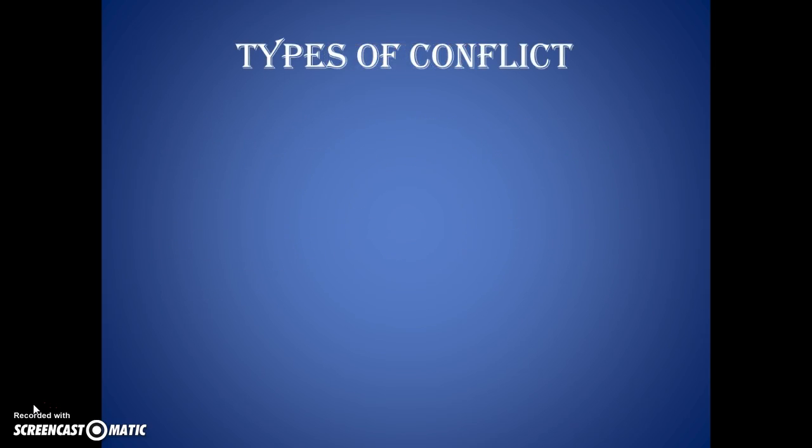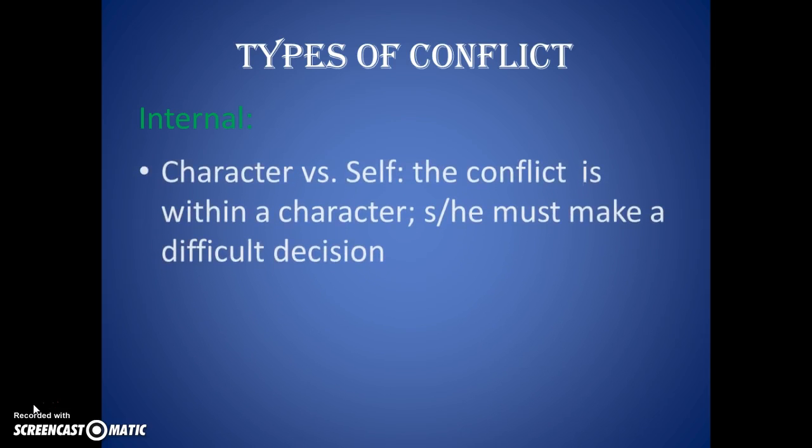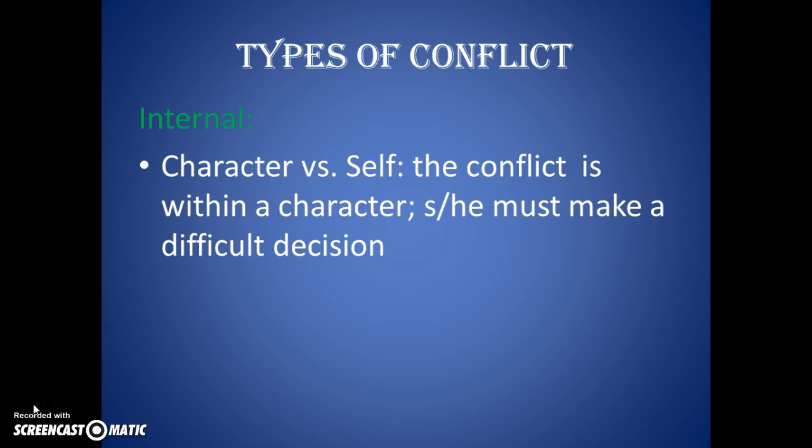Next, we have different types of conflict. So the first one is internal. The conflict is inside, within the character. Character versus self. That's the type. The conflict is within the character. She or he must make a difficult decision.